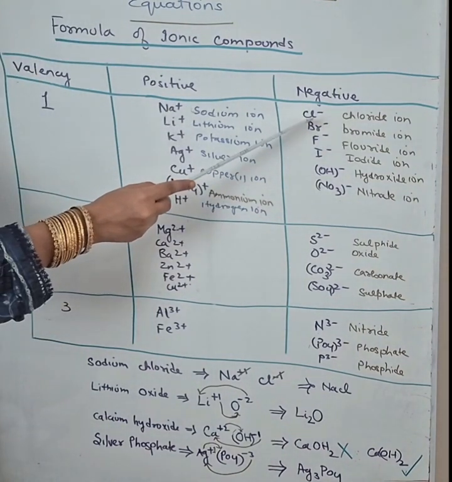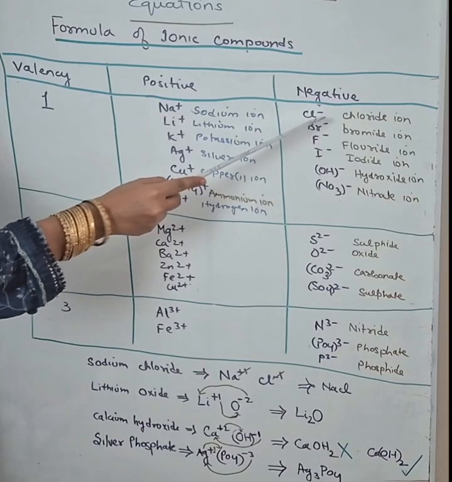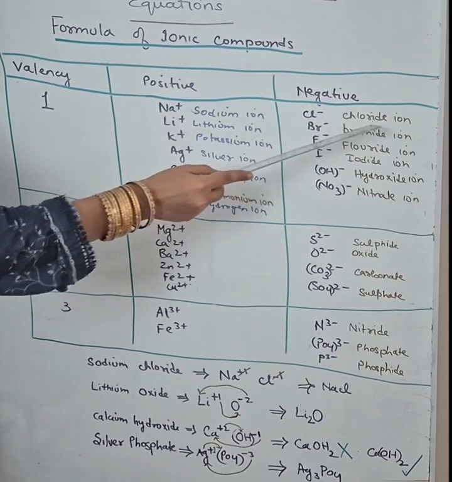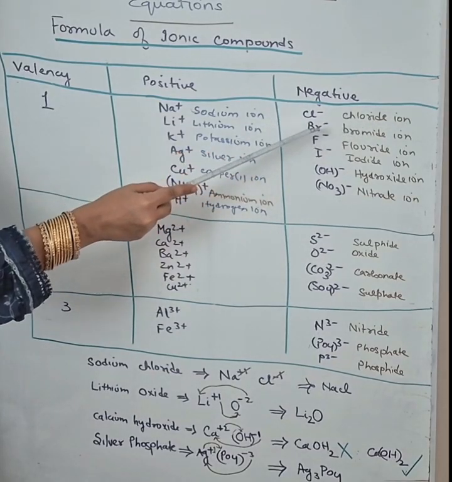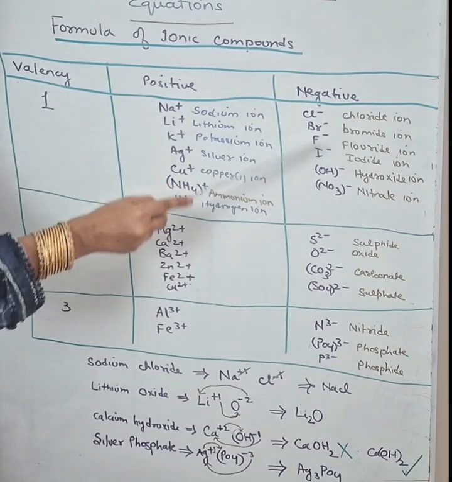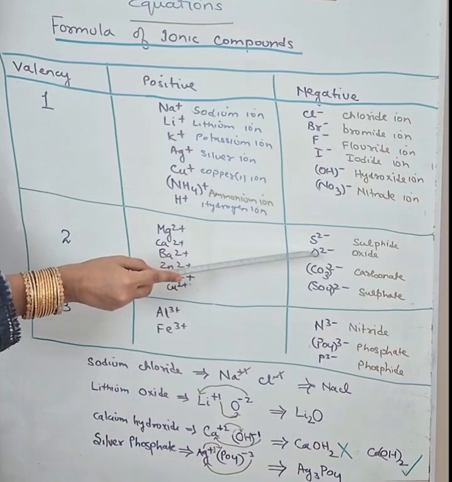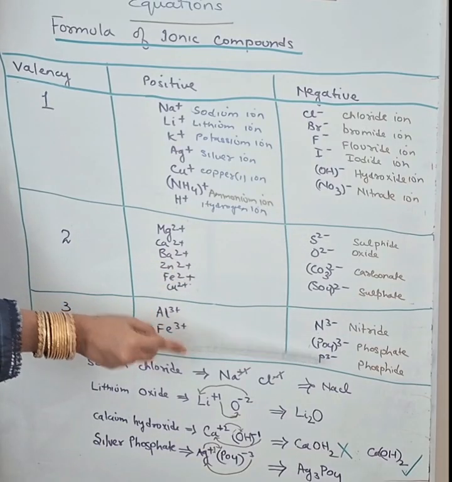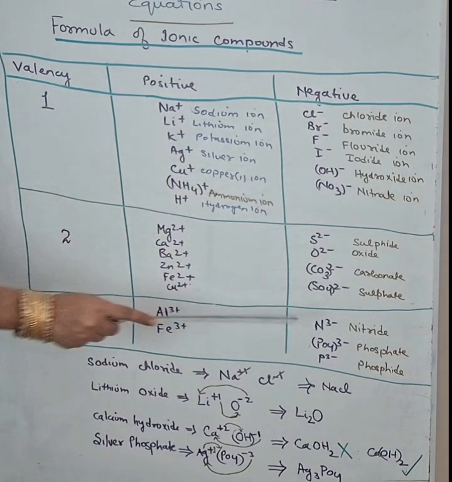For example, for chlorine, we don't say chlorine ion. The chlorine ion is called chloride ion. Similarly, bromide ion, fluoride ion, iodide ion, like this. Okay, sulfide ion, oxide ion, nitride ion, phosphide ion. Okay, like this the name changes.